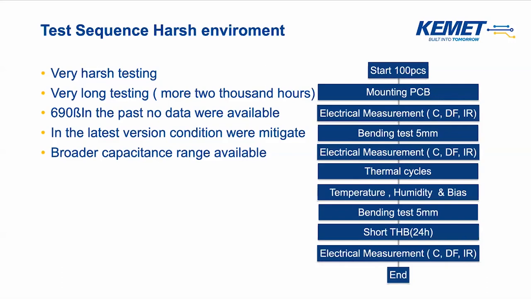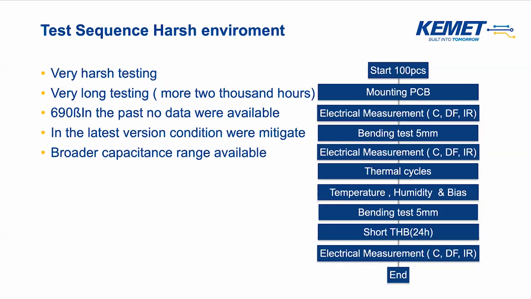And then a short THB, another temperature humidity bias test for 24 hours. Why? I mean, this allows the humidity to penetrate into potential cracks, and then it will lower the insulation resistance. And after those 24 hours, we do another electrical measurement, capacitance, dissipation factor or tangent delta in Europe, and the insulation resistance. And then we have to do certain 2 times cross-section pictures in the beginning and the end, and we have to provide the microscopic pictures and the test data to Volkswagen to get approved on that.